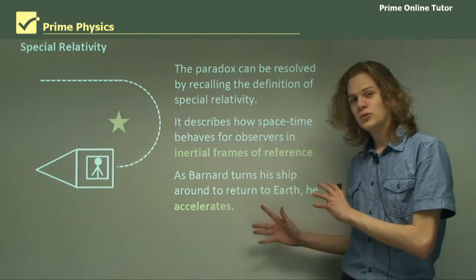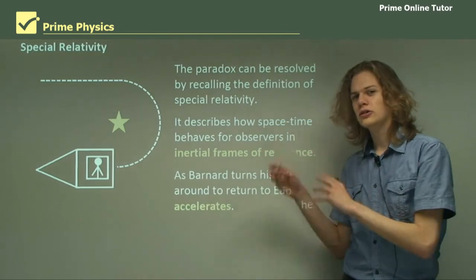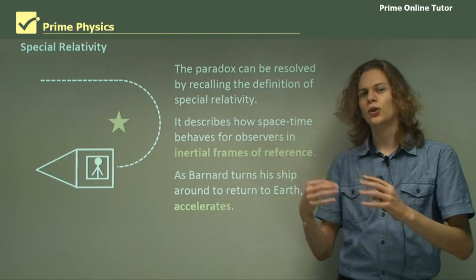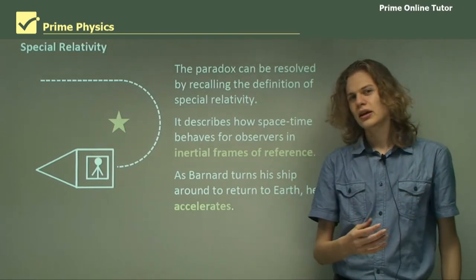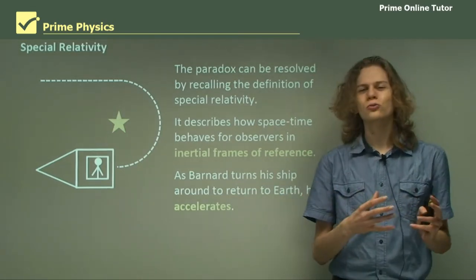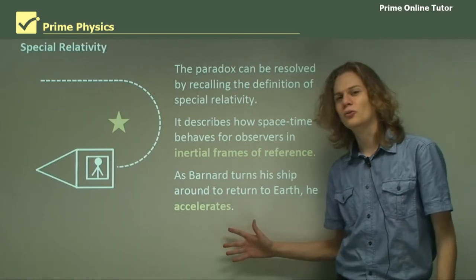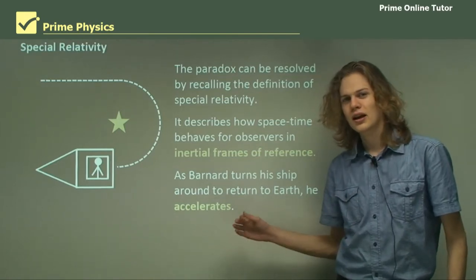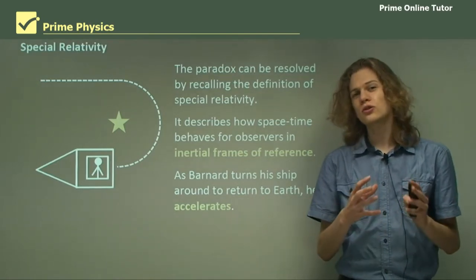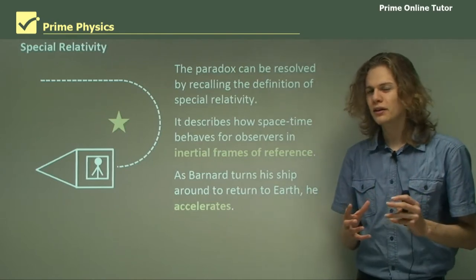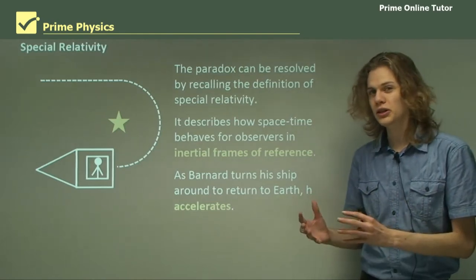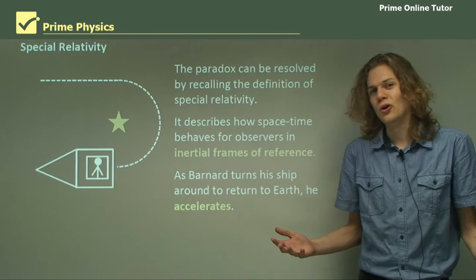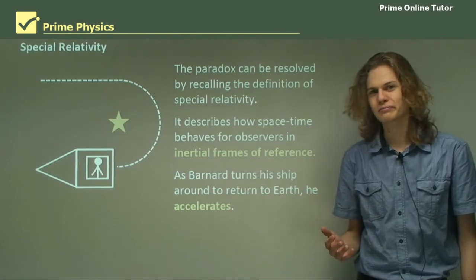When Barnard turns around at Barnard's star and changes his velocity and starts moving back to Earth, he is in a non-inertial frame of reference because he is accelerating. As he accelerates, we have to stop using the rules of special relativity and start using the rules of general relativity, which we don't cover in Year 12.